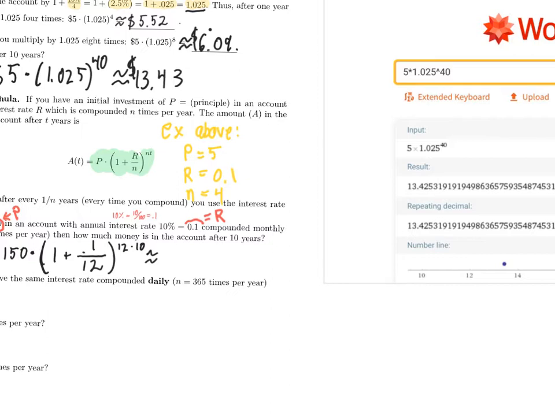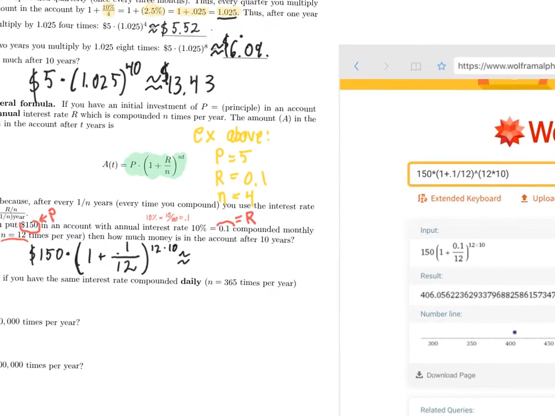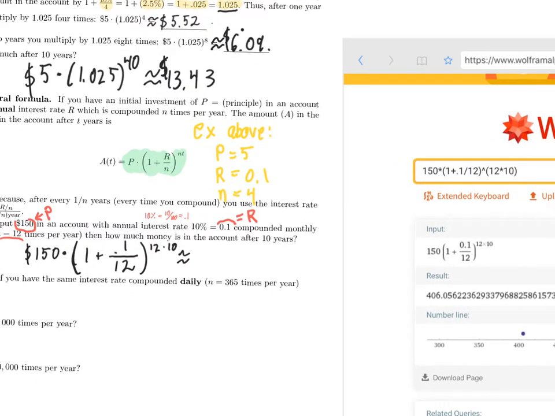You should pause the video now and ask your own machine. I'll type it in myself. All right, that took a distressingly long time for me to type that in, but let's just check that I have typed it in correctly. I was interested in, move this to the side a little bit so we can see, $150 times 1 plus 0.1 over 12 raised to the power 12 times 10. So that's 150 times, in parentheses, because this is all I want to be in the base of the exponent, 1 plus 0.1 divided by 12 raised to the power 12 times 10.